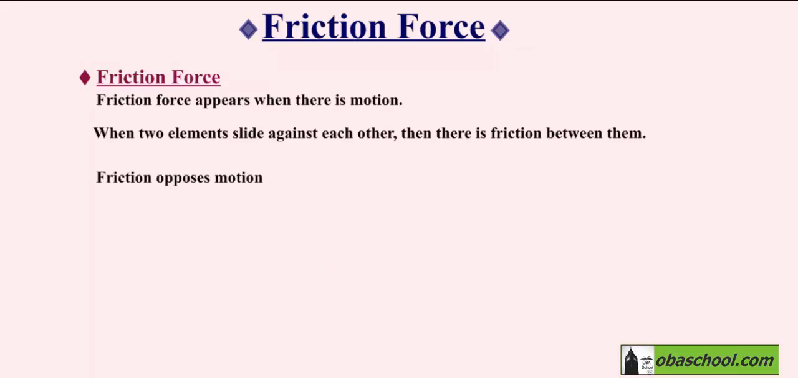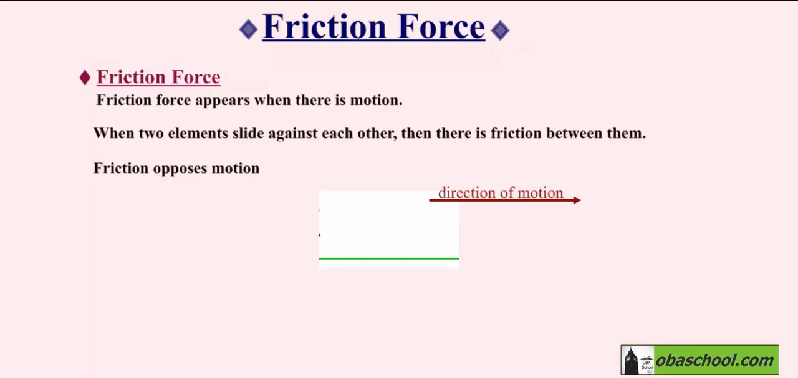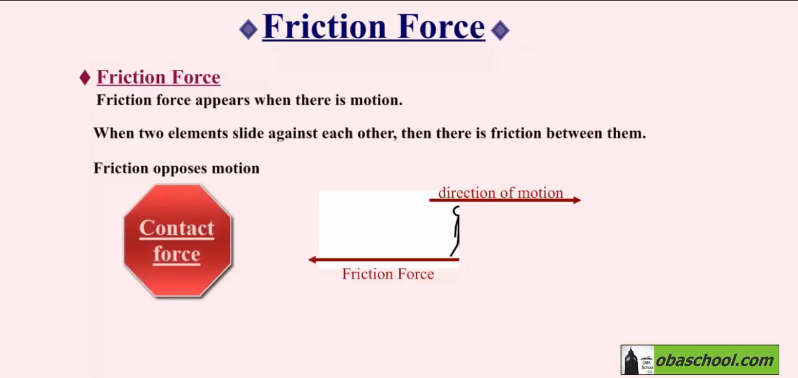A friction force opposes motion. We see here a person that is moving in this direction, so the friction force will be in the opposite direction. We call the friction force a contact force, and it is drawn between the moving object and the surface.